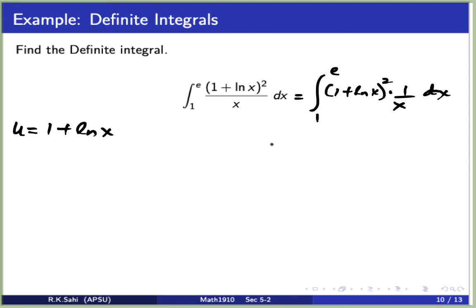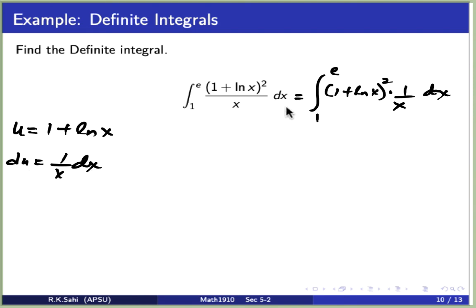And my du is 1 over x dx. Okay, now remember, we are doing u substitution over here. As we're doing u substitution, that means we will also have to make changes in the limits of the intervals. So when my u is 1, x is 1, remember that.